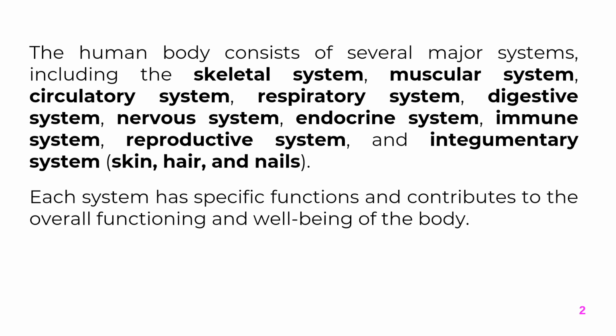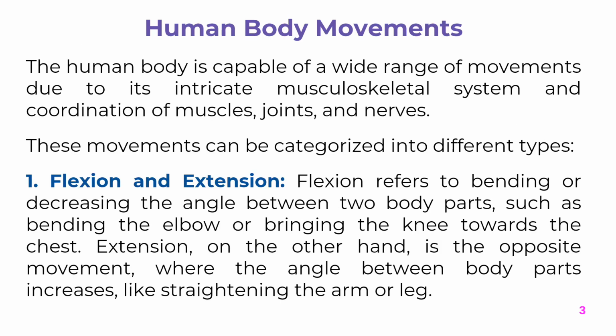The human body consists of several major systems, including the skeletal system, muscular system, circulatory system, respiratory system, digestive system, nervous system, endocrine system, immune system, reproductive system, and integumentary system (skin, hair, and nails). Each system has specific functions and contributes to the overall functioning and well-being of the body.